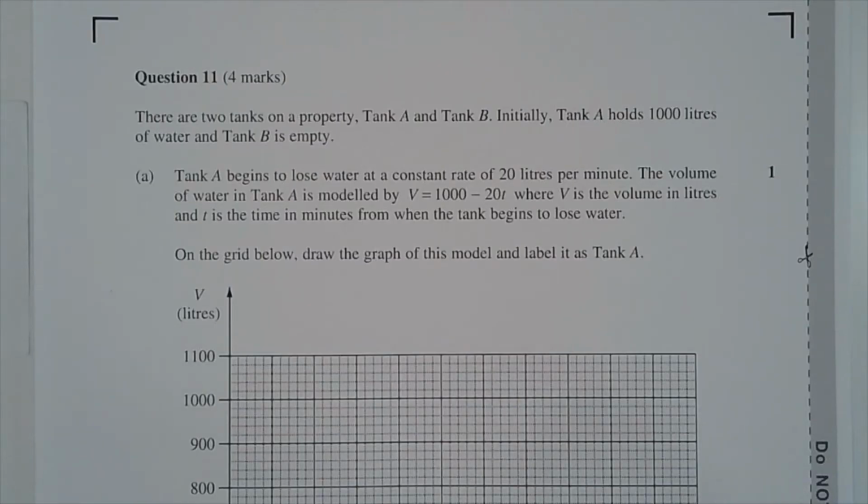Question 11. There are two tanks on a property, Tank A and Tank B. Initially, Tank A holds 1,000 litres of water and Tank B is empty. Part A. Tank A begins to lose water at a constant rate of 20 litres per minute.